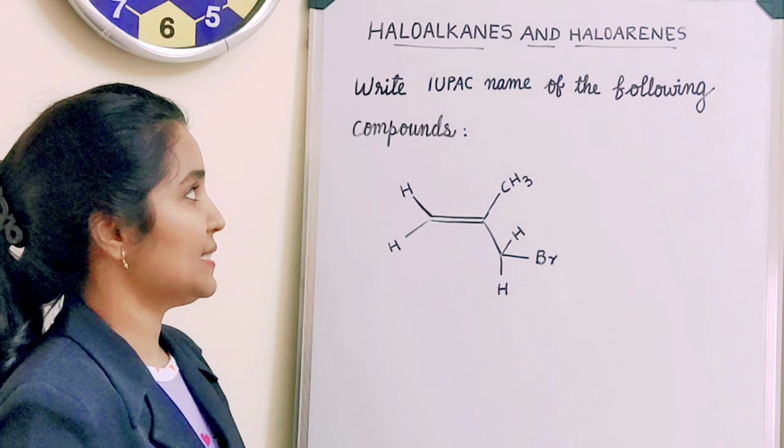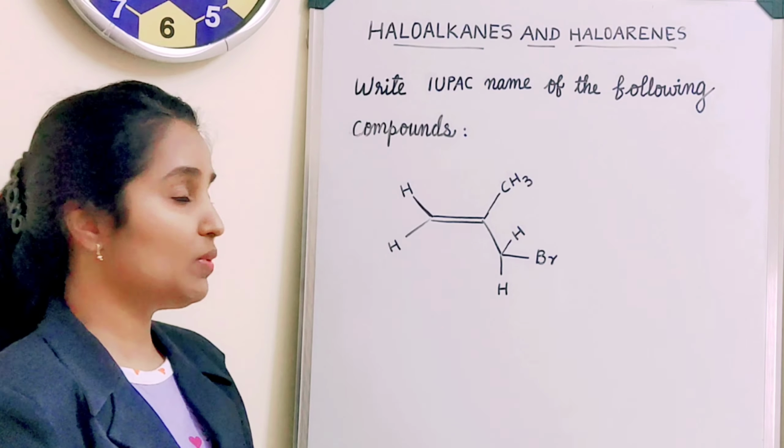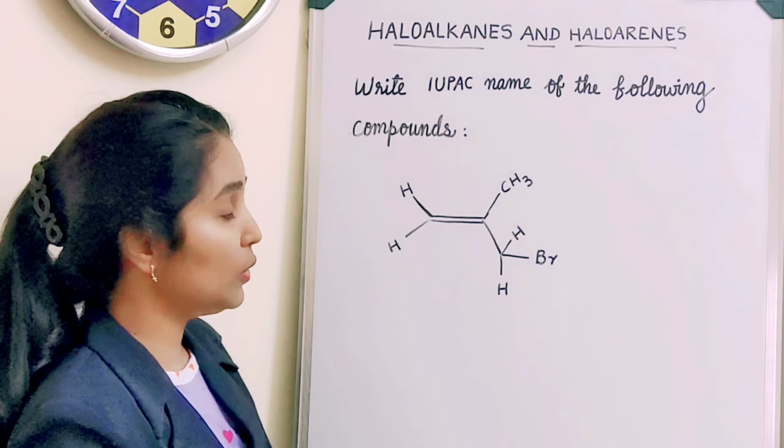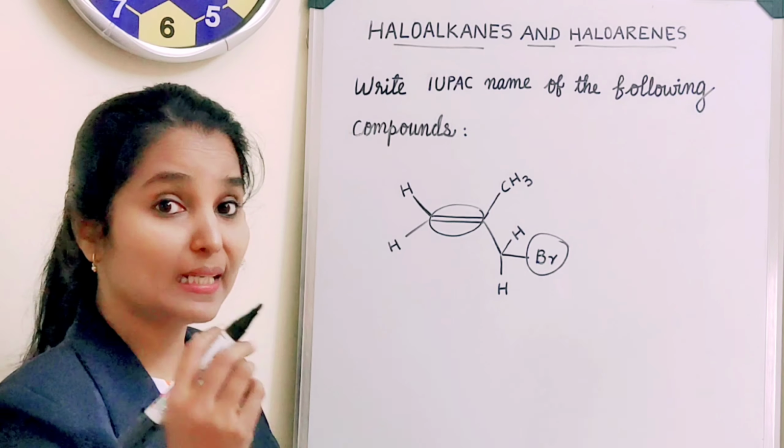Write the IUPAC name of the following compound. So this is the compound given. We'll have an overall look at that compound. We can see here we have a double bond, which is a functional group, and we have Br here, that is also a functional group, and you know that the preference goes to the double bond, and we have a substituent CH3 here. So the parent functional group is going to be the double bond, and the Br and the CH3 will act as substituents. So we will start numbering it.